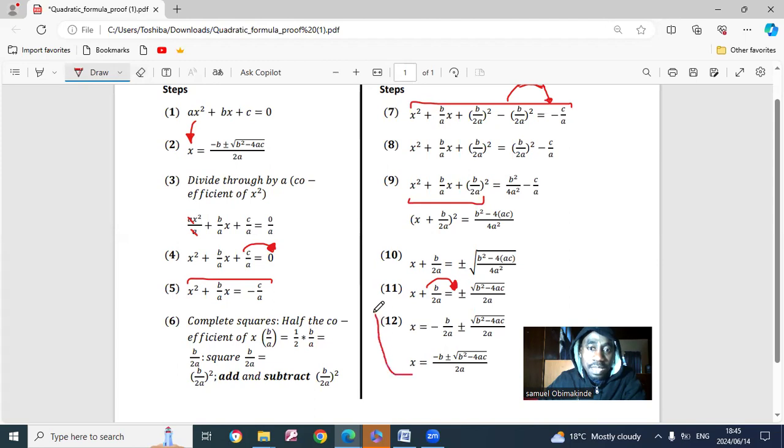And as you can see, the equation you have at the end of step 12 is just the quadratic formula, right? So that is what we aim to do in this recording.